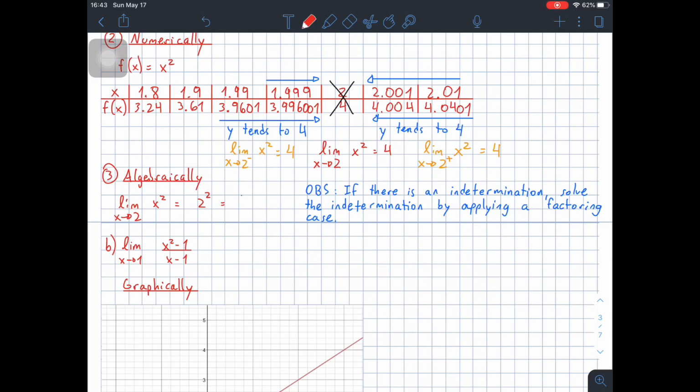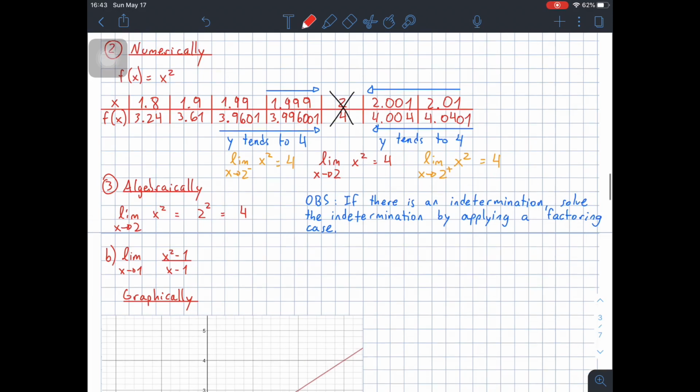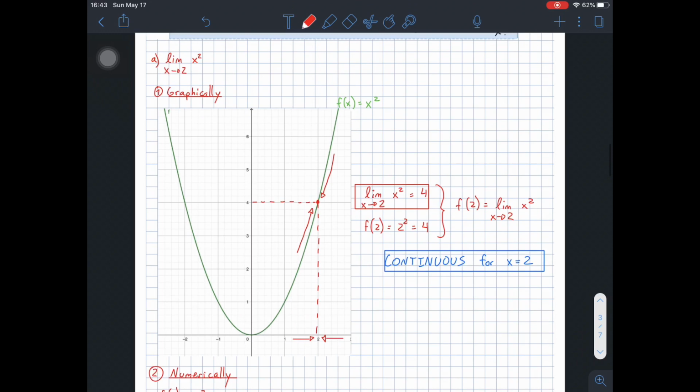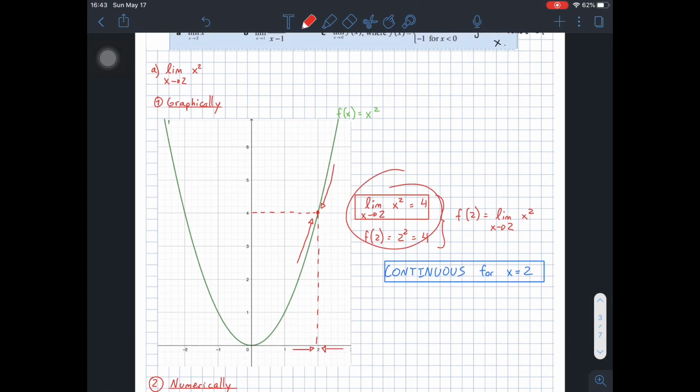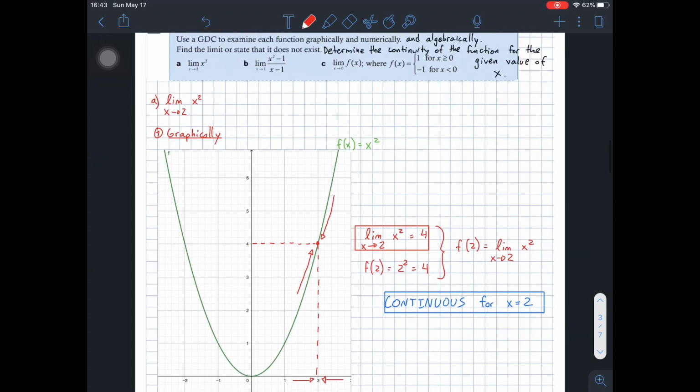Okay? Now, in some cases, this method does not work, or actually it works, but we need to do something else, and that's what I wrote here. Observation: if there is an indetermination, solve the indetermination by applying a factoring case. We're going to see this in the following example. Okay, so that's it for the first example. We determine the limit of the function, and we also determine its continuity, right? We found that it is continuous for x equals 2, which is the given value for this exercise, okay?